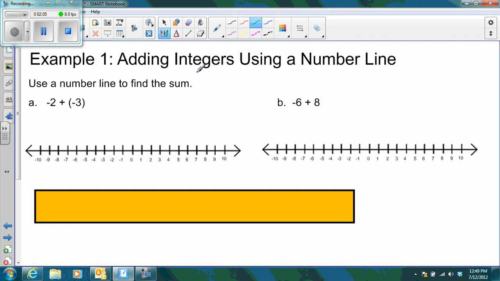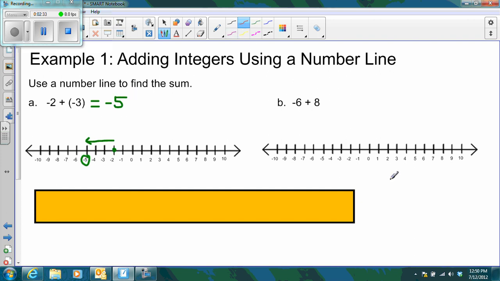So let's use an example using a number line. If we had negative 2 plus negative 3, since it's a negative number, we're going to get smaller. So we're going to move to the left 3 spaces. 1, 2, 3. And we end at negative 5, so our answer is negative 5.